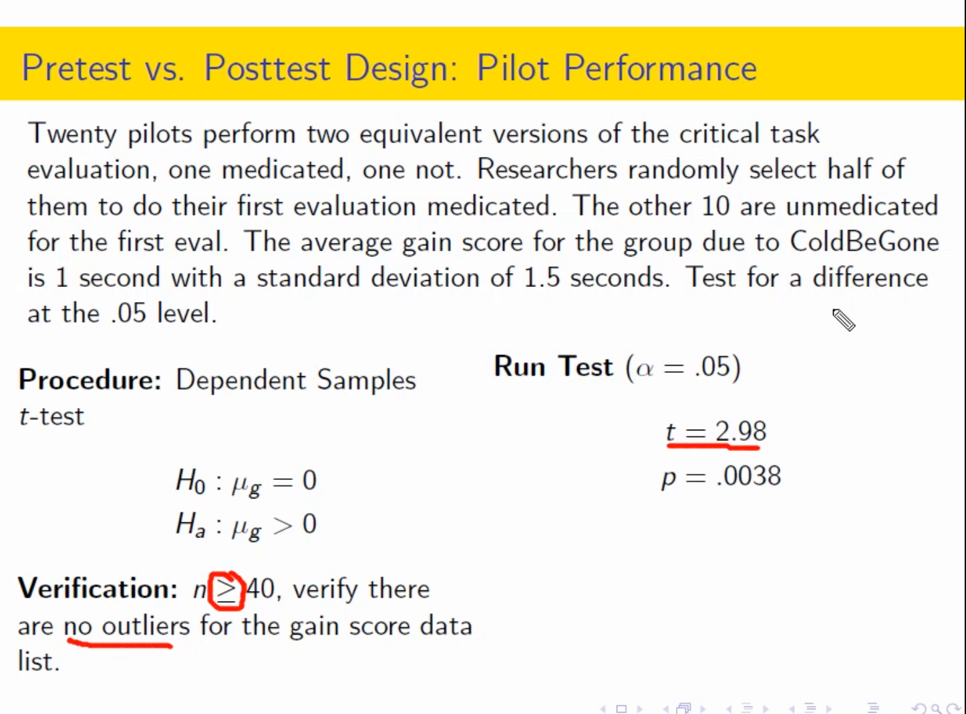So we don't have 40 observations, 20 pre, 20 post. We have 20 total observations, 20 gain scores. So we do our verification on the 20 gain scores, and we're going to run this as a one sample t-test on the gain scores. Notice what happens though. Look at these p-values. Even though we only have 20 pilots now instead of 40, we're using a more sensitive test. This matched pairs dependent samples t-test.